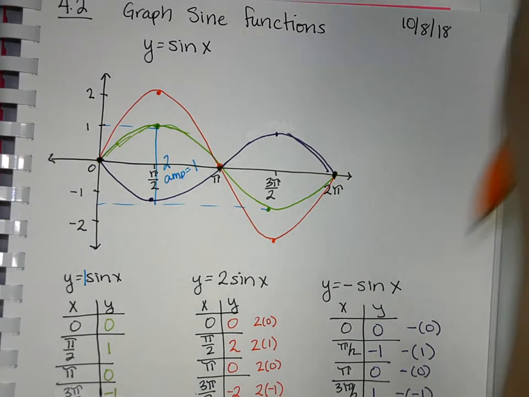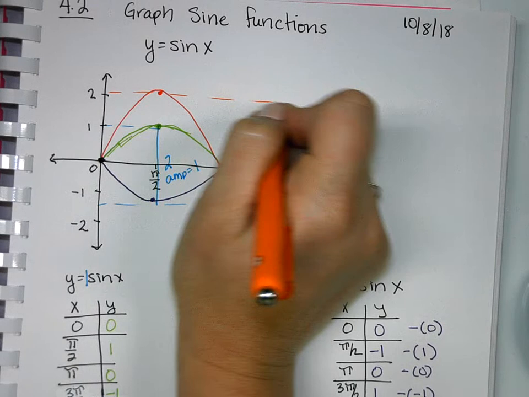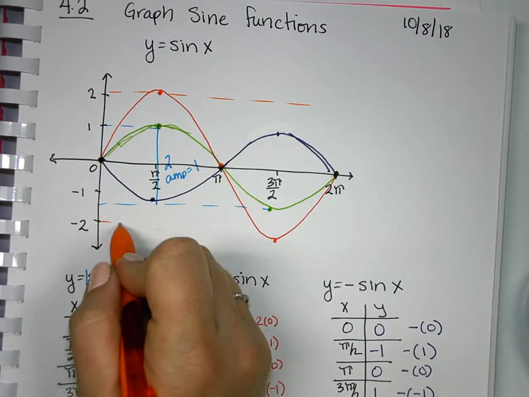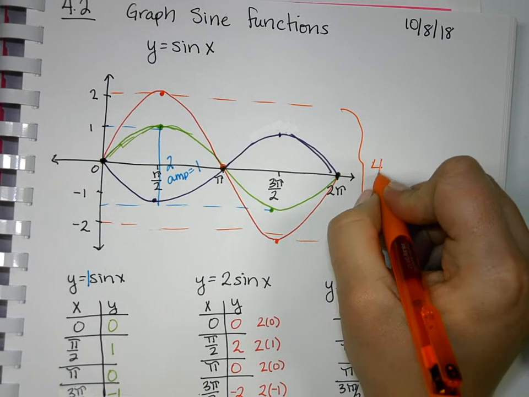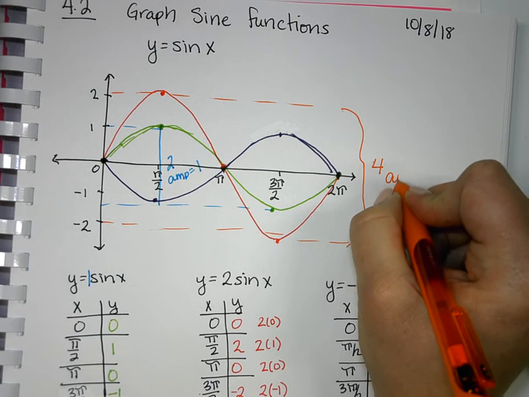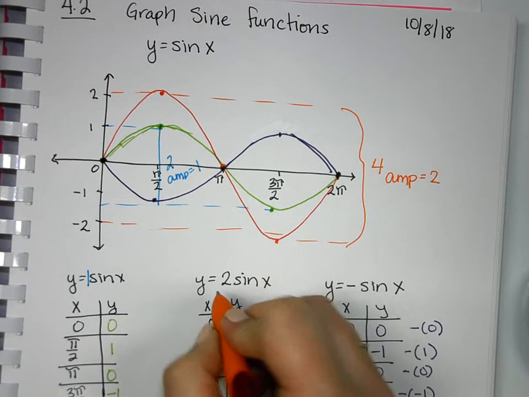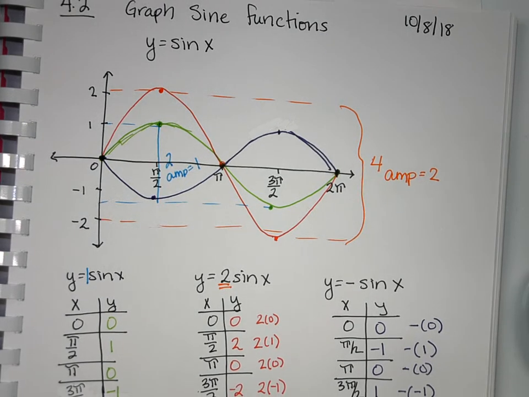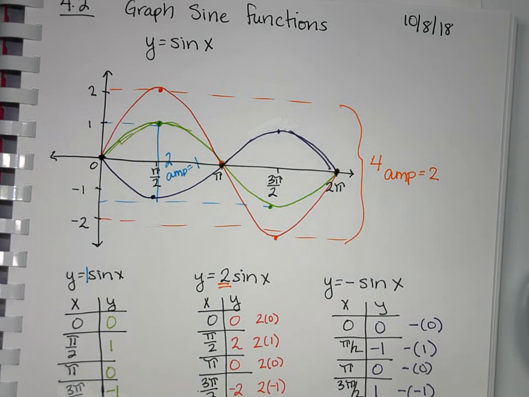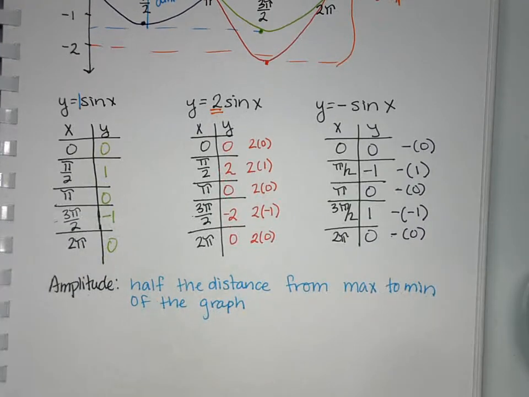But if we look at the red graph, we go from the highest to the lowest. That had a distance of 4. Well, half of 4 means we have an amplitude of 2, which is the number that we had in front. So that number in front is telling us half the distance from the maximum to the minimum. So depending on if it's a number other than 1, we can figure that out. So if I asked you what is the amplitude of each of these graphs.